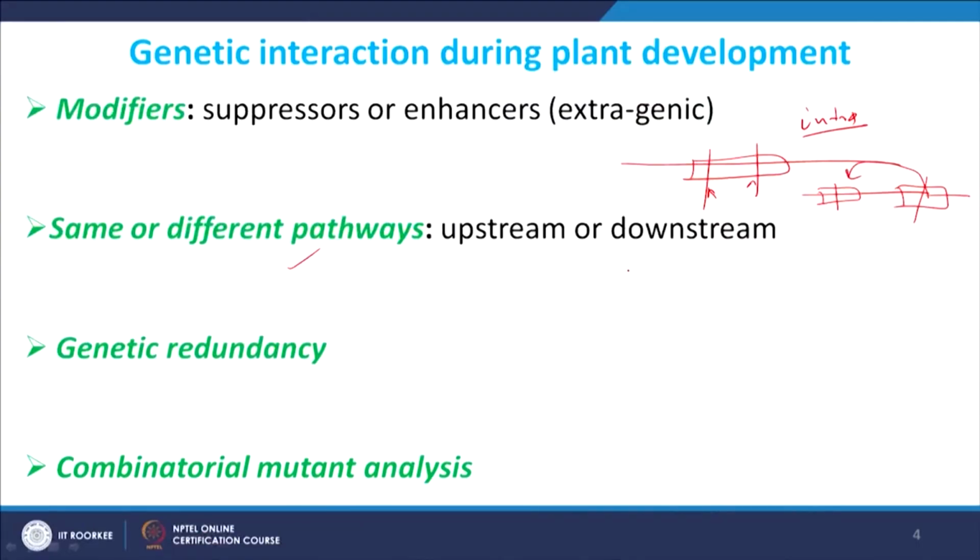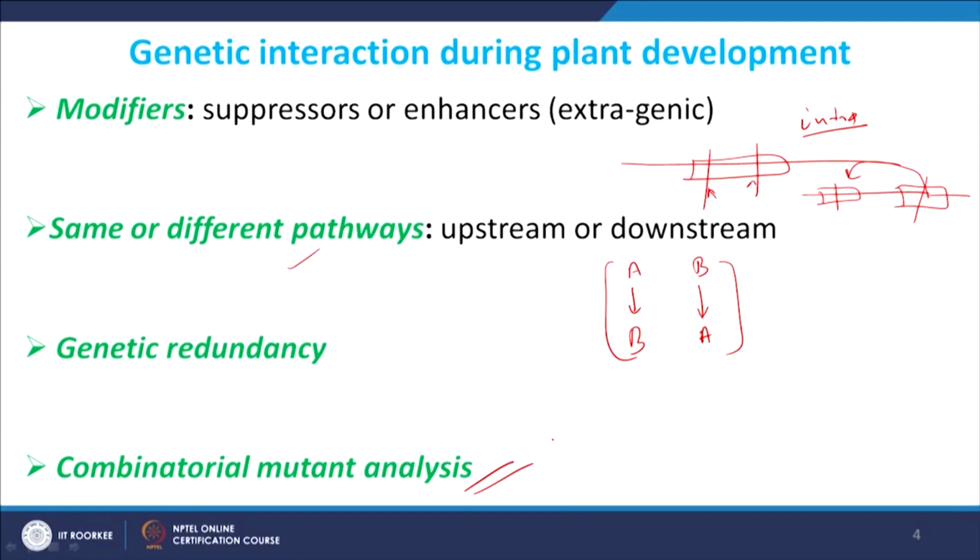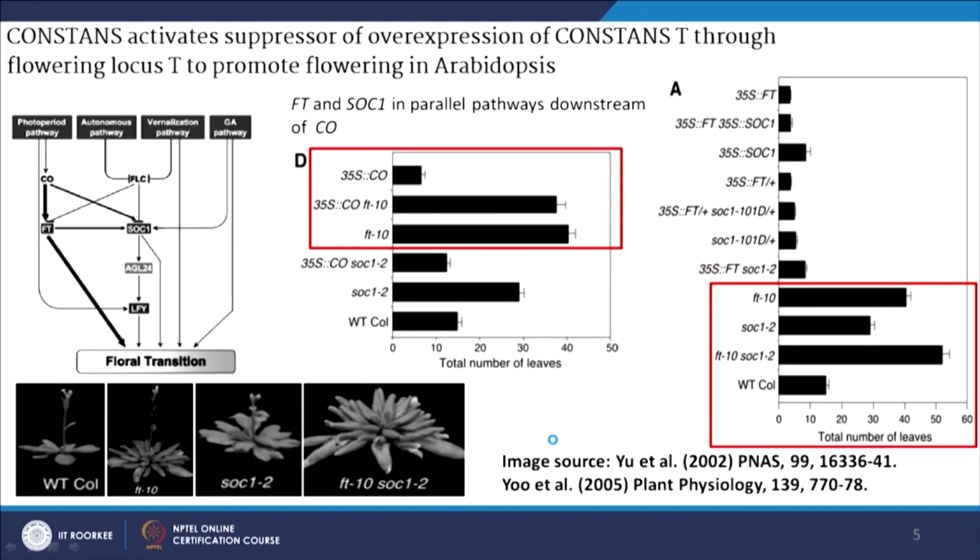But if they work in the same pathway, then you have to establish which gene is upstream and which is downstream. Is A regulating B or B regulating A? How do you establish this? Again through genetic interaction. The common way is to make different higher order mutants, combinatorial mutants, double mutants, triple mutants, and then analyze. Genetic redundancy we will take separately, how to study this. I will take some examples.